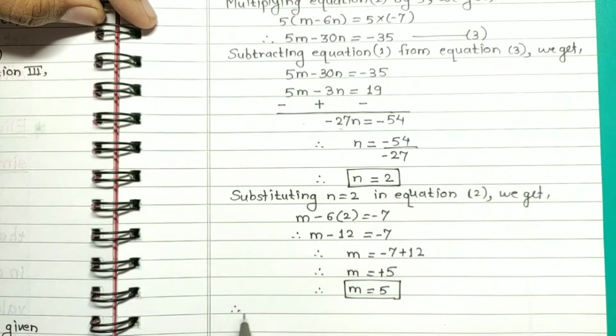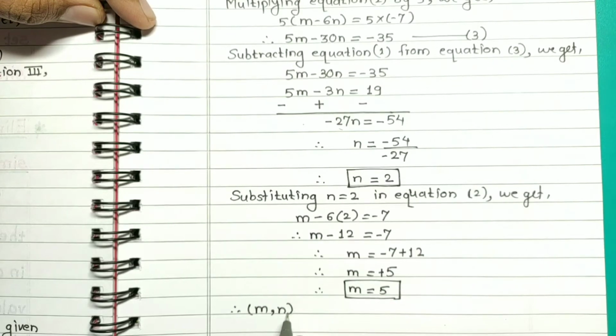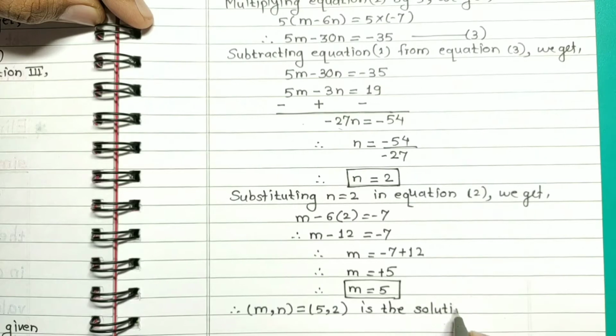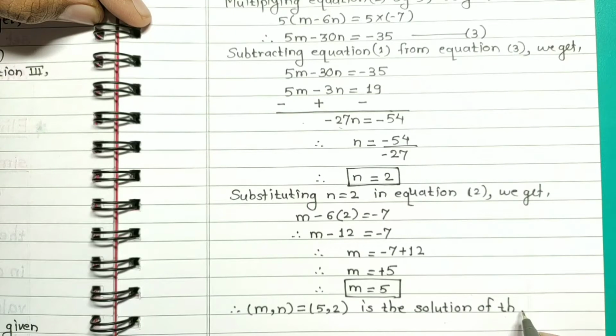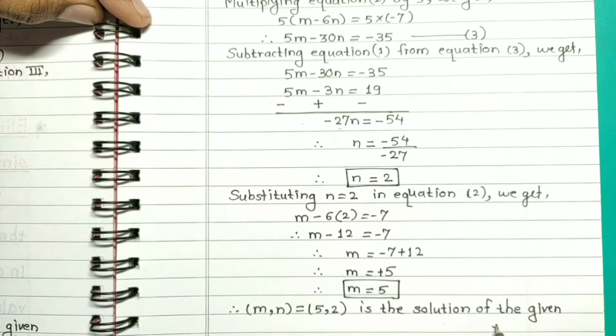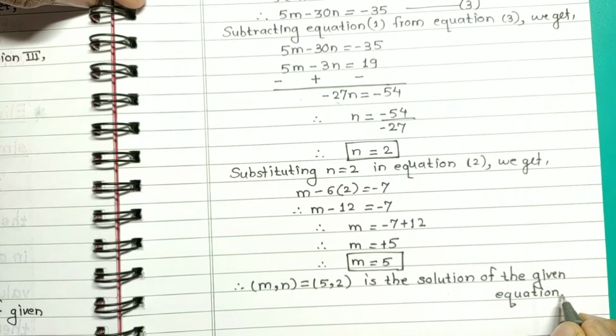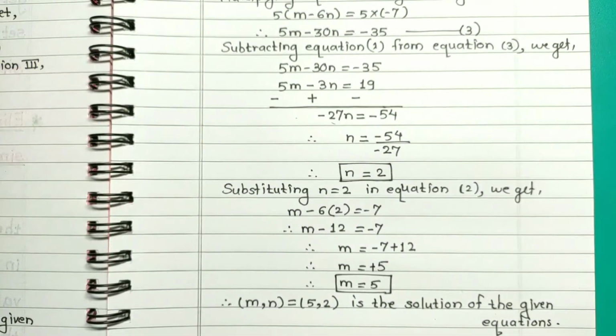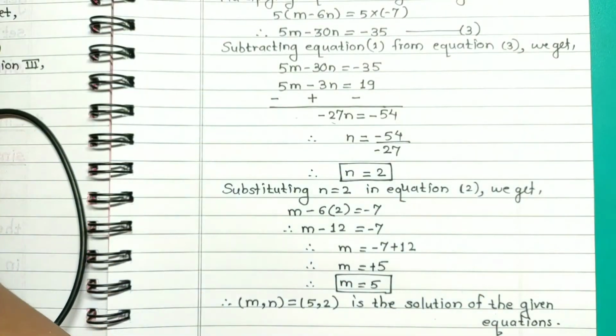So right at the end, this ordered pair (m, n) is equal to (5, 2), this is the solution of the given equations. Now let us tally our answer. Okay, we are going to tally the answer.